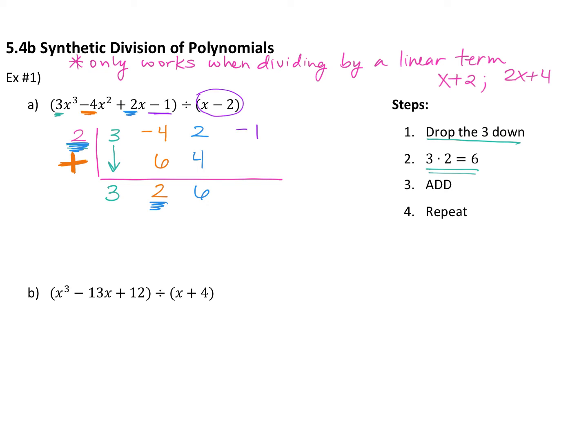Your last one, 2 times 6 is 12. And now here you're going to put this little bracket because this is going to be your remainder in the problem. So you put the little bracket there, you add them together, -1 plus 12 is 11.